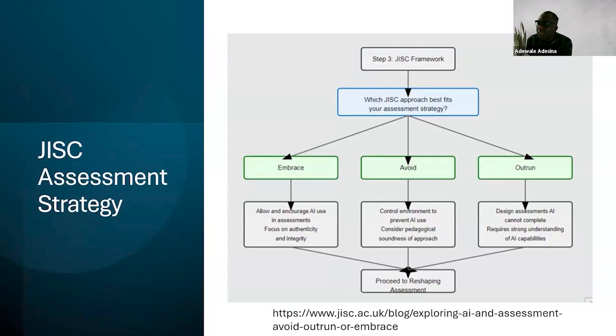Then the third approach is outrun. What this means is you design assessment in such a way that it will beat any AI. You'll be asking questions that the AI will find very, very difficult to answer. So lecturers have to think of designing complex questions. For instance, what did I eat, or what did I tell you yesterday morning, for instance?